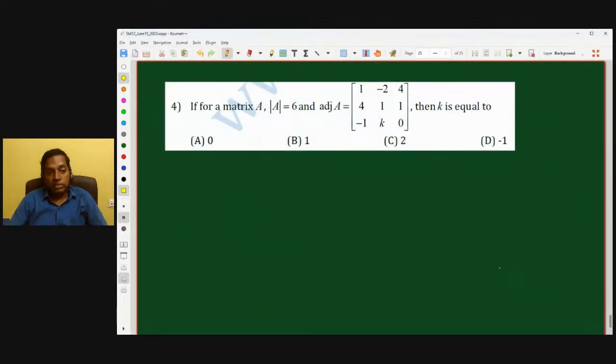Please go ahead and do question 4. You can use this idea: determinant of adjoint A is determinant A power n minus 1, where n is the order of the matrix. Okay.